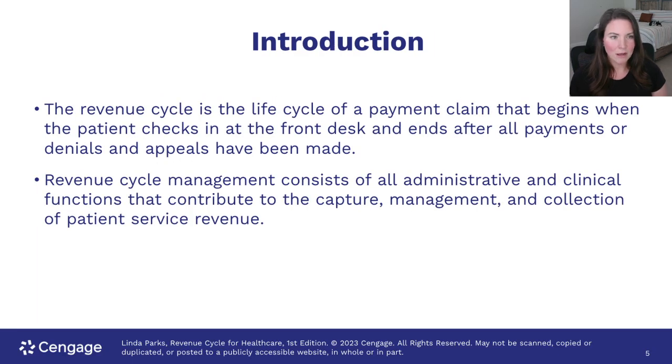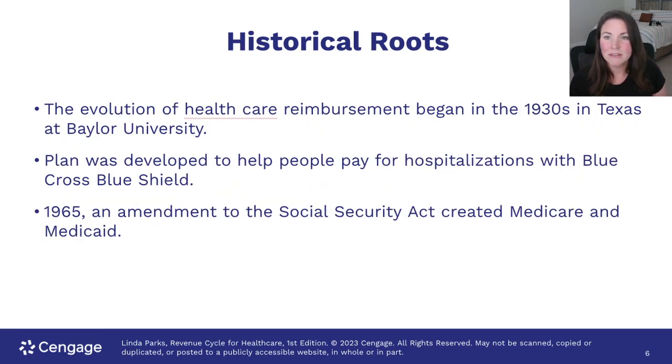Okay. Before the 1930s, people had to pay out of pocket for their health care on what's called a fee-for-service basis. So at the time you receive your care, you have to pay for everything they're doing. There was a hospital administrator at Baylor University that noticed the average person couldn't afford to pay all these medical bills, and it was becoming a problem.